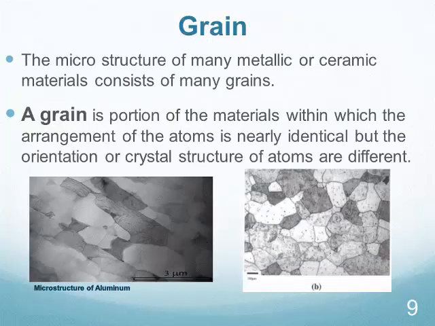Now we are going to study about grain. The microstructure of many metallic or ceramic materials consists of many grains. A grain is a portion of the material within which the arrangement of the atoms is nearly identical, but the orientation or crystal structure of atoms is different.